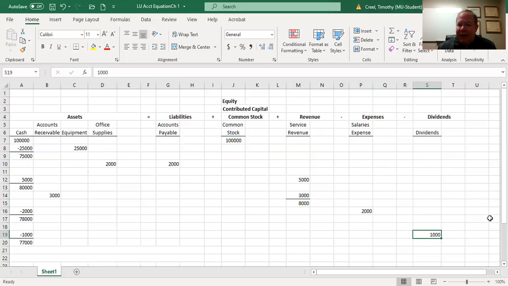And remember, the accounting equation should always be in balance. So basically, that's what I wanted to talk about as far as the accounting equation, and to familiarize yourself with it. And have a great day.